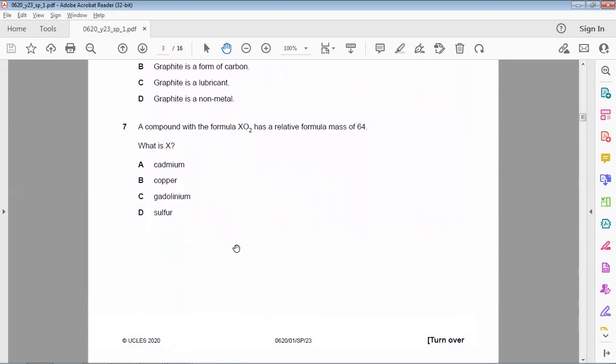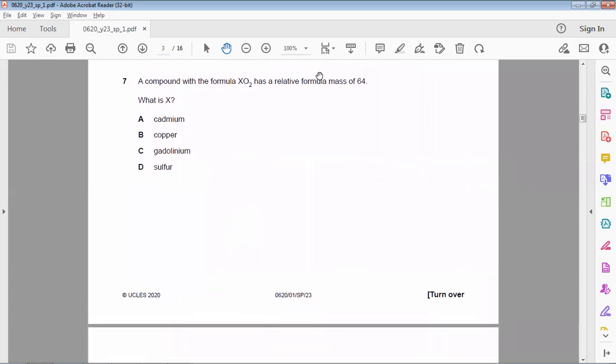Let's move to question number 7. A compound with formula XO2 has a relative formula mass of 64. What is X? If you look at the periodic table, the relative atomic mass of oxygen is 16. There are 2 atoms of oxygen, so multiply 16 by 2, which is 32. Then subtract 64 minus 32, and that gives the atomic mass of X as 32. We know that sulfur is the atom that has an atomic mass of 32. So the answer is D. Let's move on.